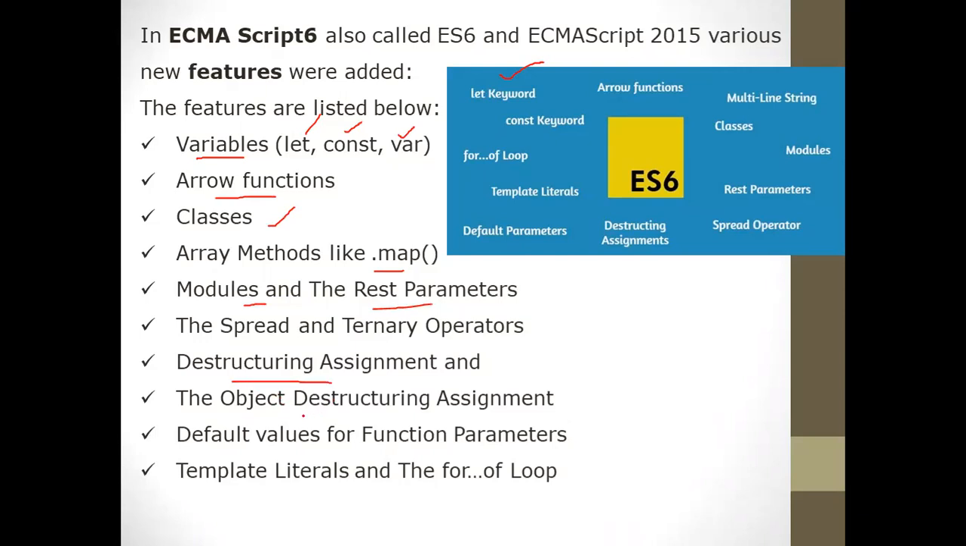We have array destructuring assignment, and object destructuring as well. We also have functions with default values for function parameters. We also have template literals, like string literals and variable literals. And we also have the for...of loop.